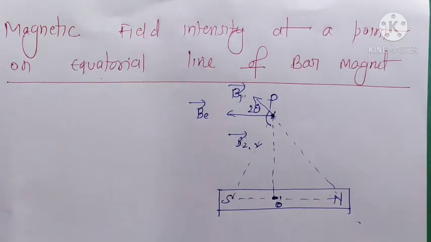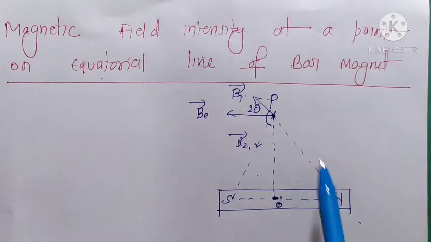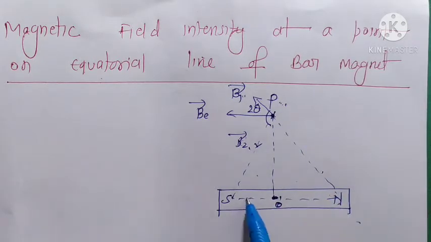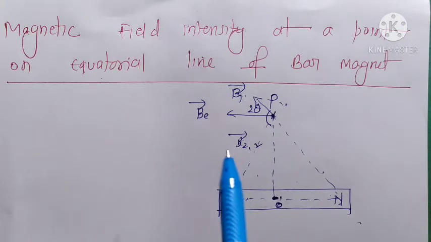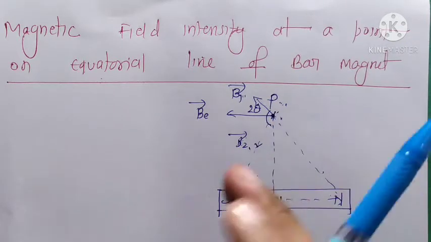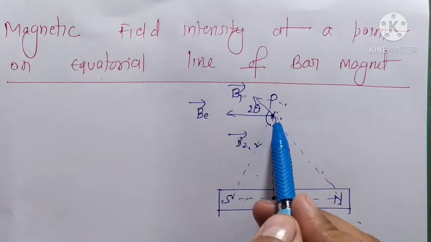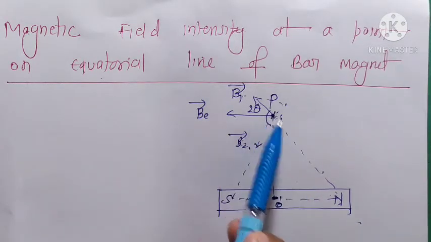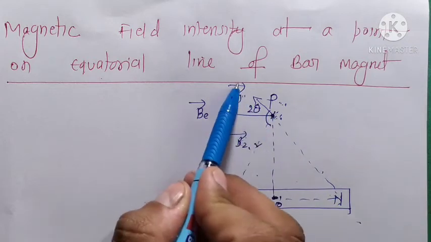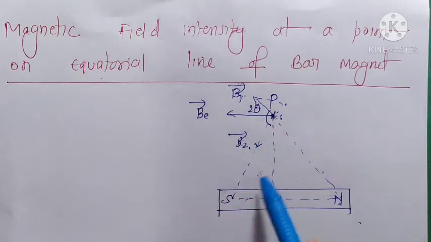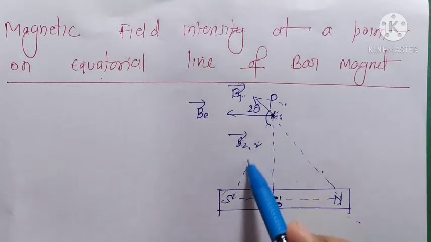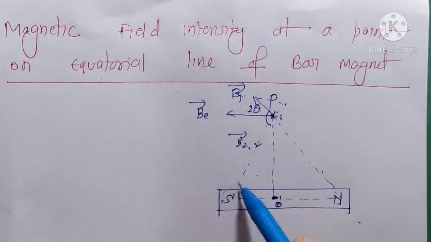I repeat again what we do here. Firstly, we take any bar magnet and any point in space, that is point P. The magnet has two poles, north pole and south pole. If at point P we place a unit north pole, then the magnetic field intensity at point P due to this north pole is along these directions, and the magnetic field intensity at point P due to this south pole works along PS.